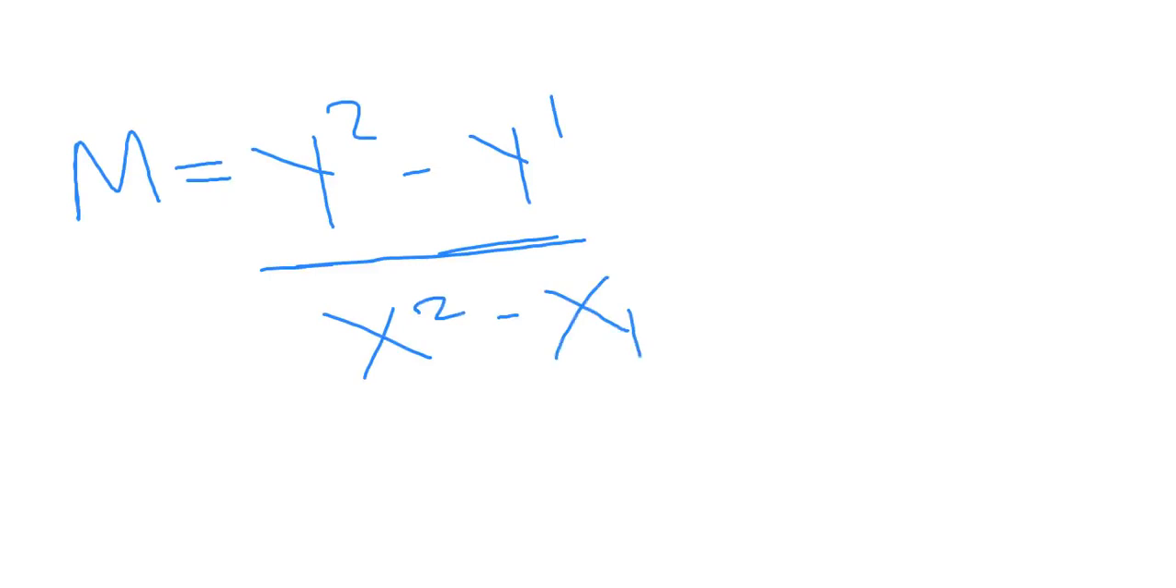Now, we find gradient using coordinates, or gradient is found using coordinates. So let's assume we have a set of coordinates as an example.